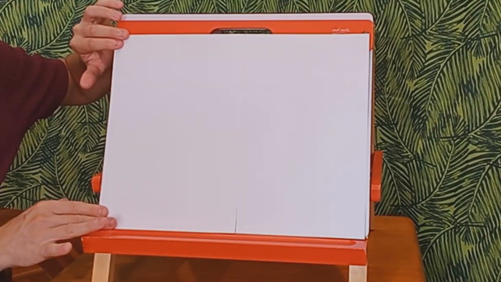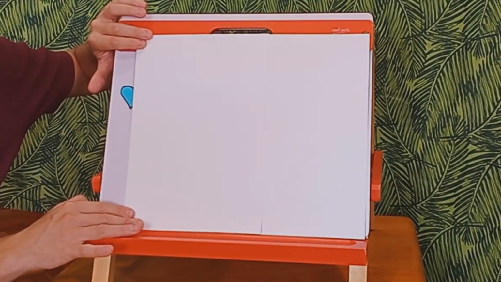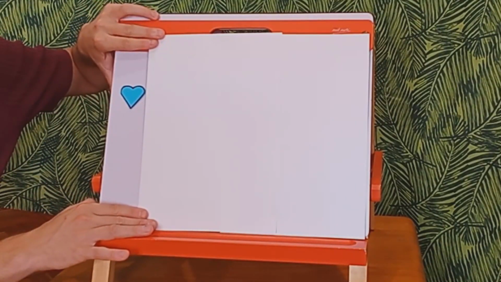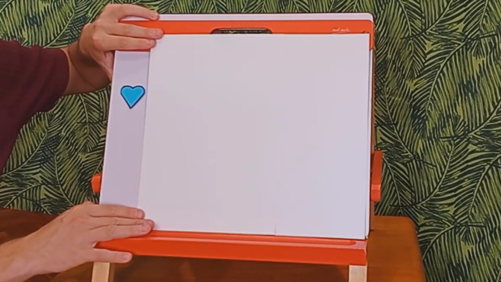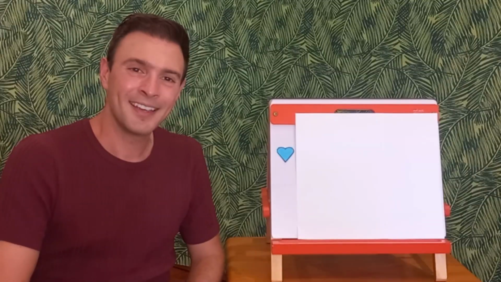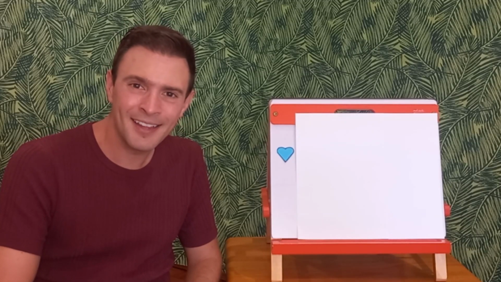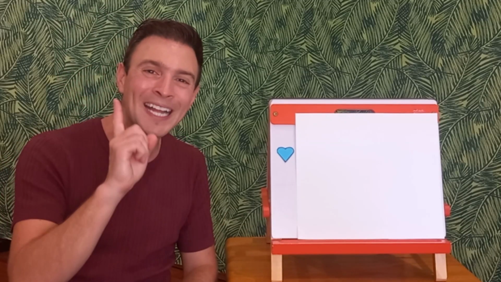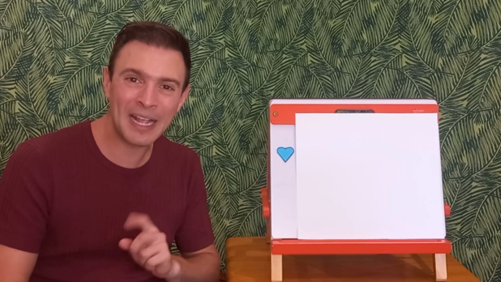Here's the first shape, and it's a heart. What do you think will be the next shape? Is it possible to be certain? Can we see a pattern yet? No, we've only got one shape. So let's have a look at the next piece.